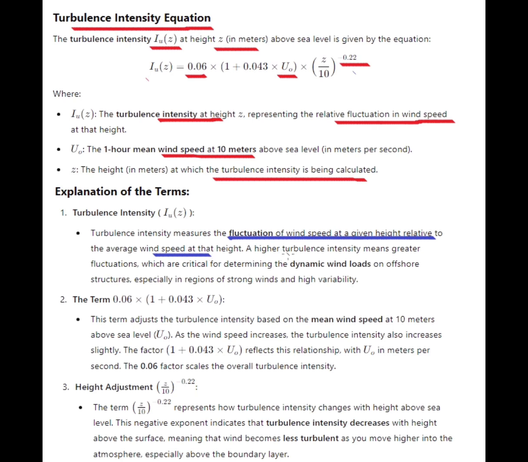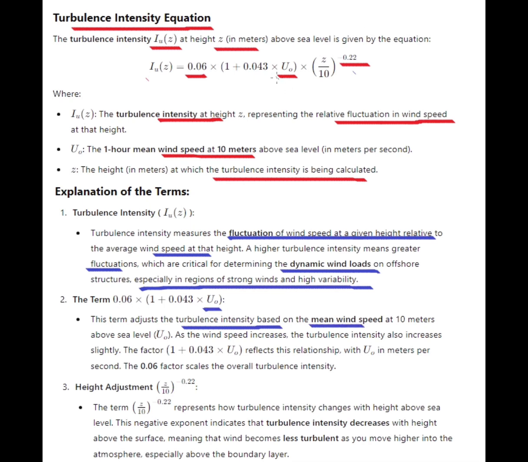So higher turbulence intensity means the variation is high, which means greater fluctuations, and these are critical for determining dynamic wind loads on offshore structures, especially in regions of strong winds and high variability. The term you see here, 0.06 into (1 plus 0.03 U naught), adjusts the turbulence intensity based on the mean wind speed. Here U naught is nothing but the mean wind speed.